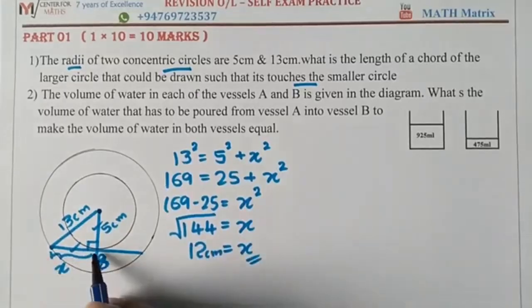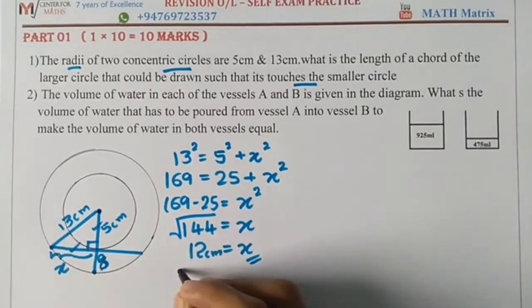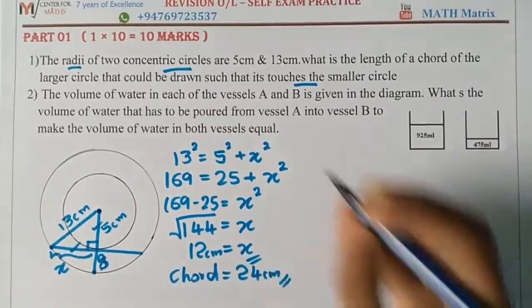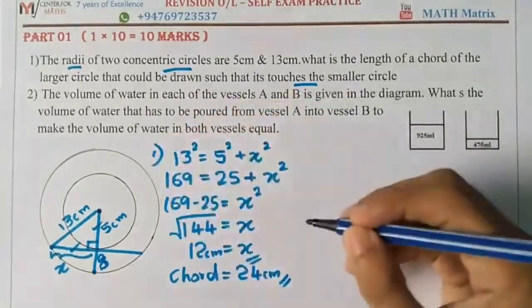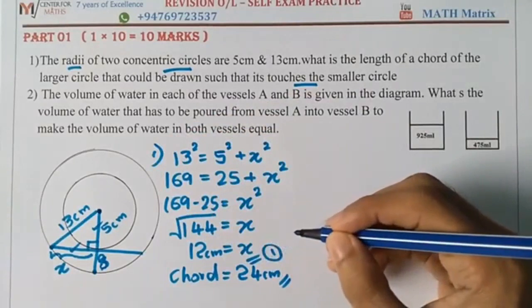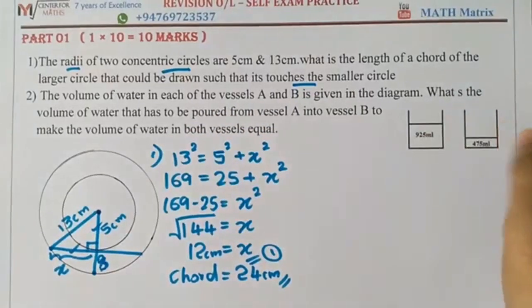That means this part is 12, and that's the exact half of the chord. So 12 plus 12, the length of the chord is 24 centimeters. So that's the answer for the first one. And if you have got this answer, you can give 1 mark for that. And if you have any doubts, don't forget to ask us. Soon after this session, drop a message.